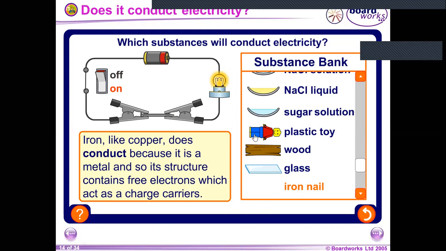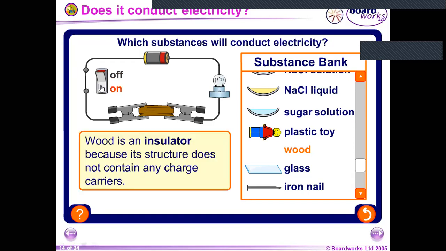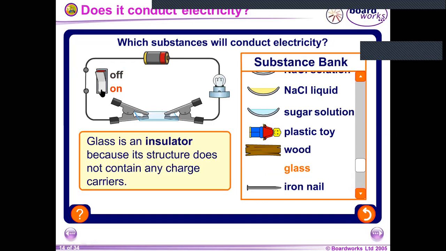But Miss, if I used wood, for example, is it gonna work? It won't work, because wood is actually an insulator. It doesn't allow electricity to move through it. It can cause fire, yes, it can burn. Okay, what about glass? No, it will not work, I don't think so. So what is glass?